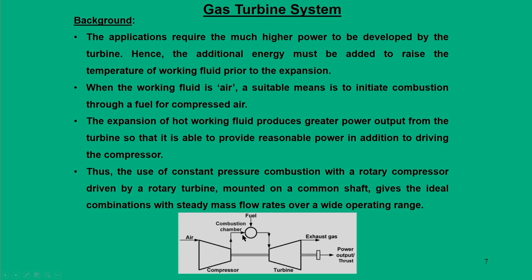Now, once you have this, the expansion of this hot working fluid that goes from the combustion chamber to the turbine, it expands and gives a reasonable power to the compressor. Side by side it gives extra power output, and thus the use of a constant pressure combustion with a rotary compressor driven by the rotary turbine mounted on a common shaft gives the ideal combination of steady mass flow rate over a wide operating range.